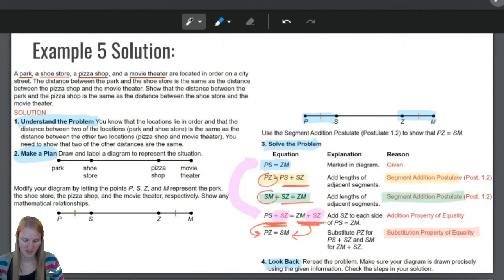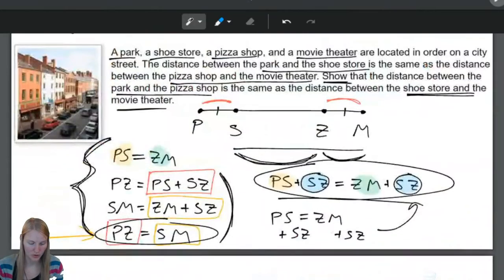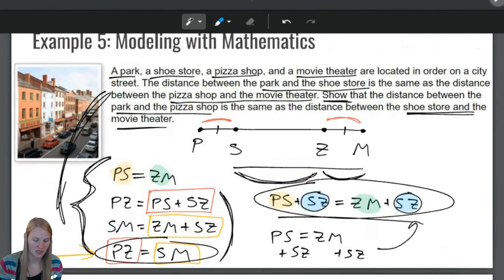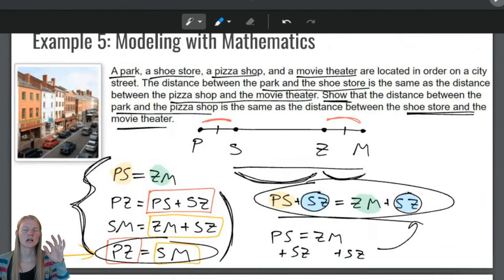So, rewatch the segment where we were doing our thinking up here. I tried to go through it slowly, but rewatch it. Rewatch it until you truly understand it, because this is the most important part of math class.